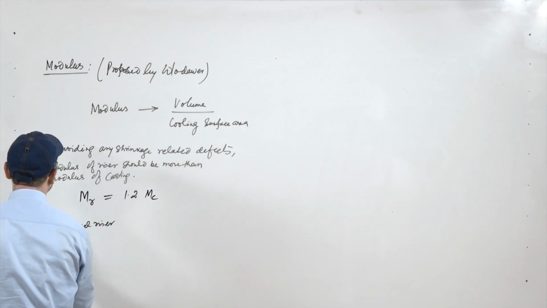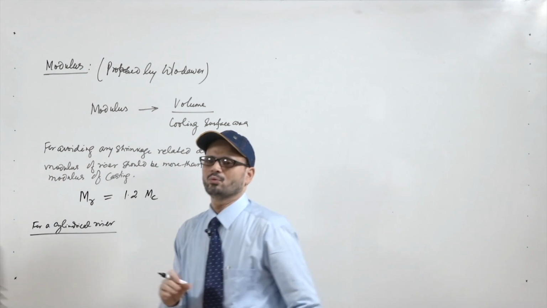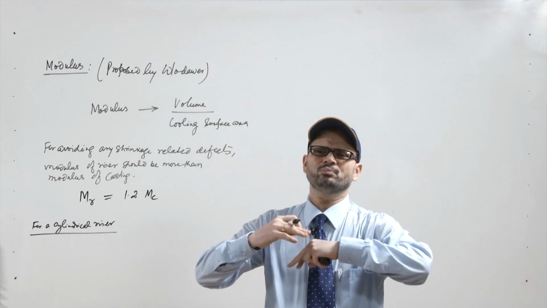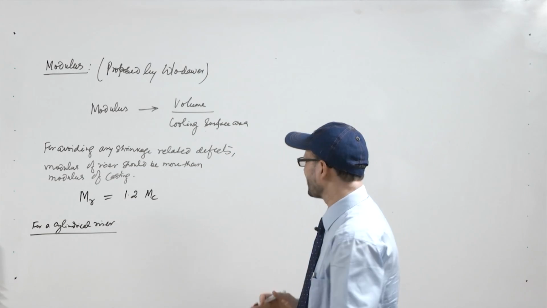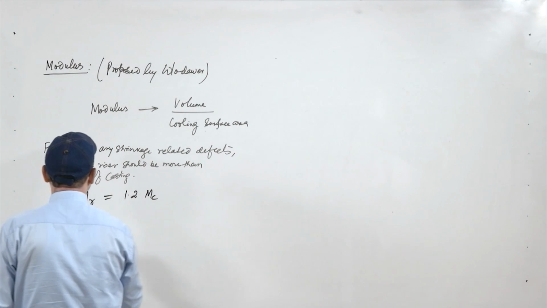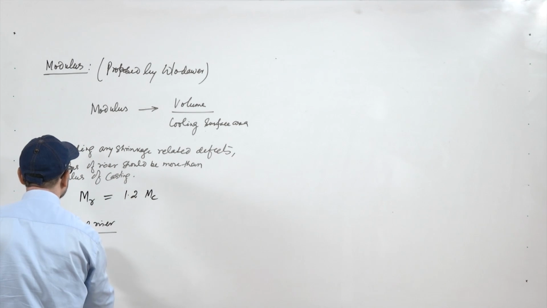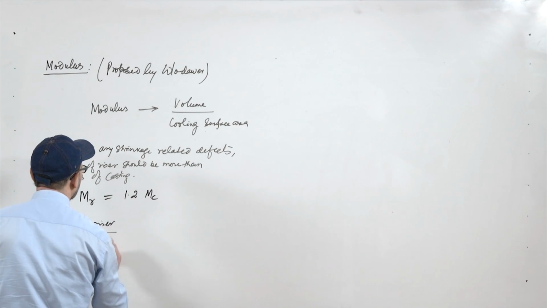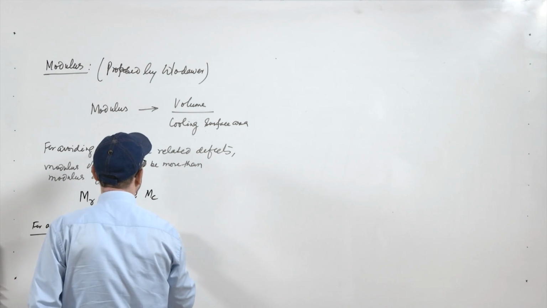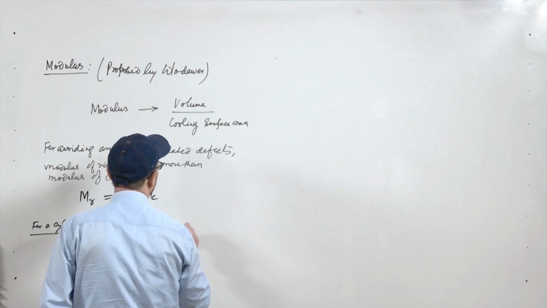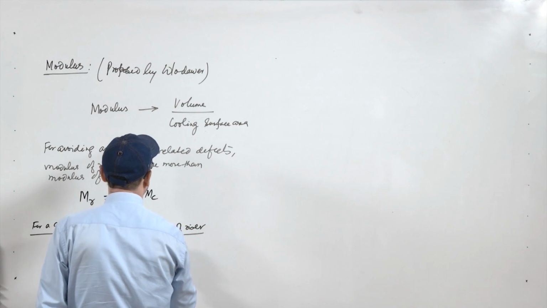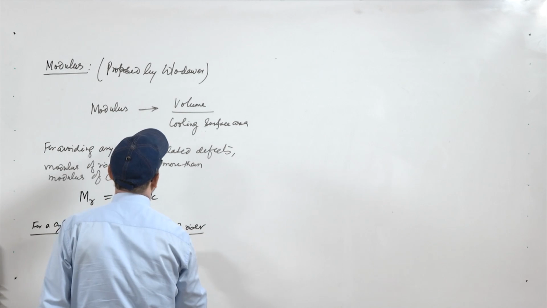where what we have seen in the earlier case, where we take a side riser with only one top surface taking part in extracting the heat. In that case, if you take the modulus of that riser, it will be volume of riser upon cooling surface area of riser.